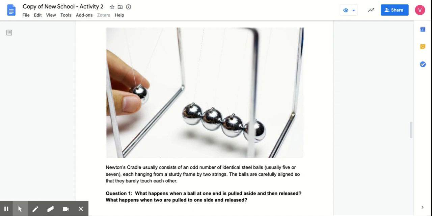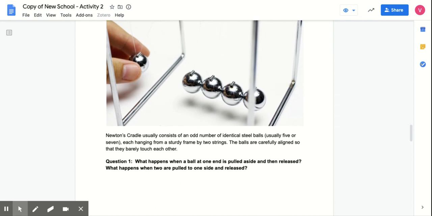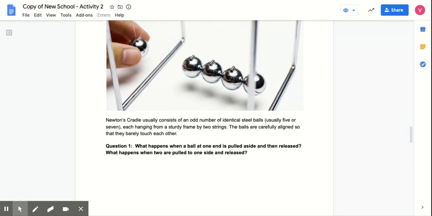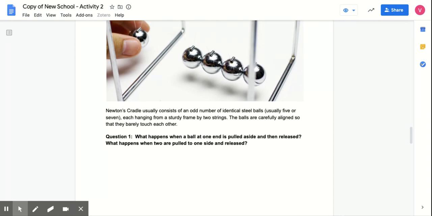Newton's cradle usually consists of an odd number of identical steel balls, usually 5 or 7, each hanging from a sturdy frame by 2 strings. The balls are carefully aligned so they are barely touching each other. So here we go to question 1, and this is where I want you to answer the question in a color other than black. Question 1 says, what happens when a ball at one end is pulled aside and then released?